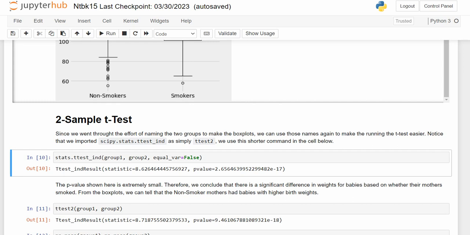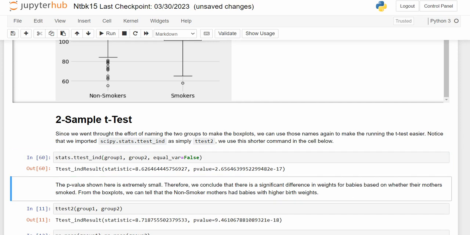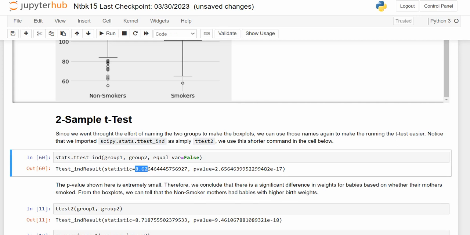So the t-test underscore ind is the correct thing. Notice that the equal var equals false. Let me just say that that's an option we're always going to use, equal var equals false. And when we run it, notice that the test statistic is about 8.626, and the p-value is 2.656 times 10 to the negative 17th. So please notice that the p-value is very, very close to zero.